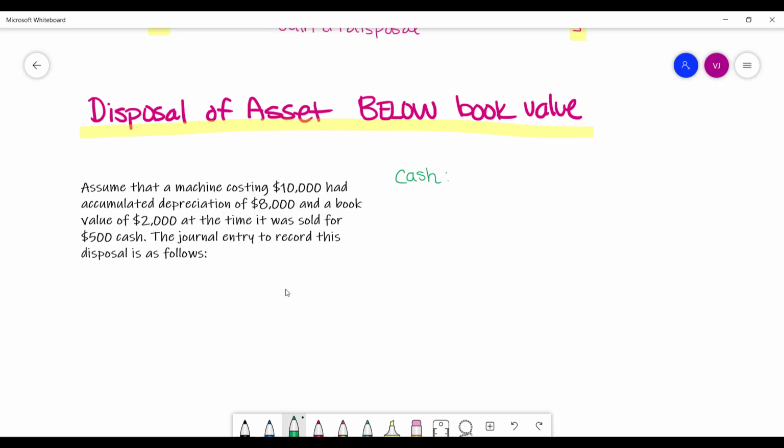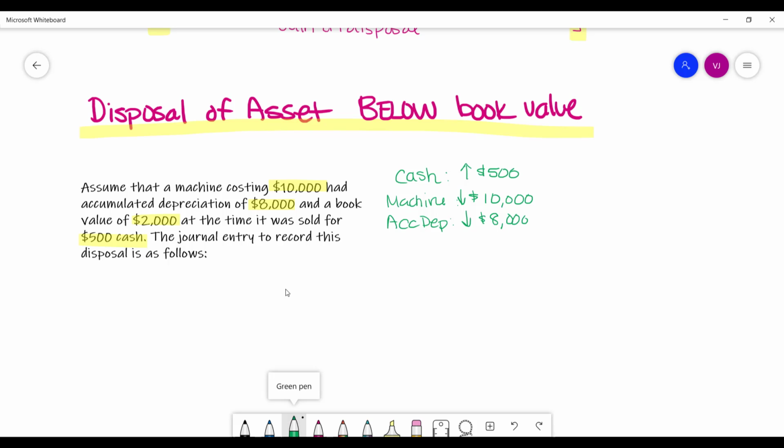So here it says, assume that a machine costing $10,000 had an accumulated depreciation of $8,000 and a book value of $2,000, like before. But at the time it was sold for $500 cash, not $3,000 cash. So the cash we're receiving is $500. We're selling it, right? So the machine has to be removed off the books. So that machine account will go down by $10,000. We also have to remove the accumulated depreciation account, and it has a balance of $8,000.